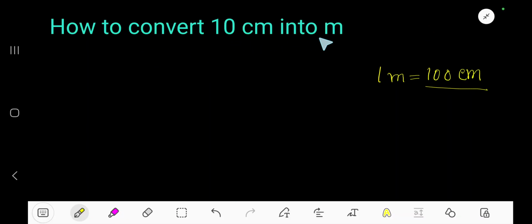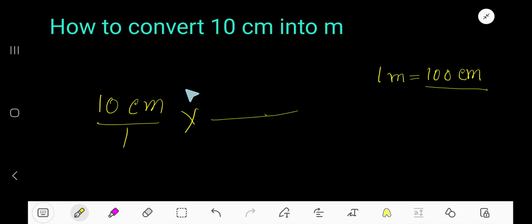How to convert 10 centimeter into meter? Write it like this: 10 centimeter. We would like to convert centimeter into meter. That is, we would like to cancel this centimeter.